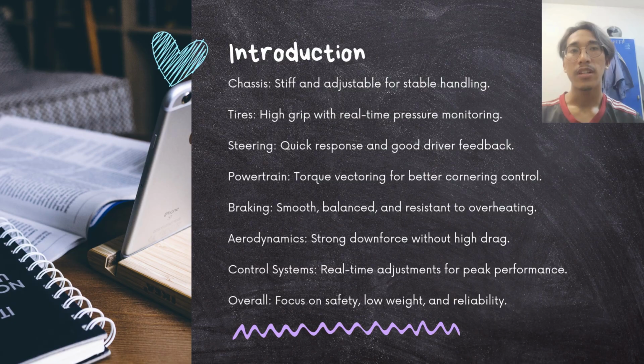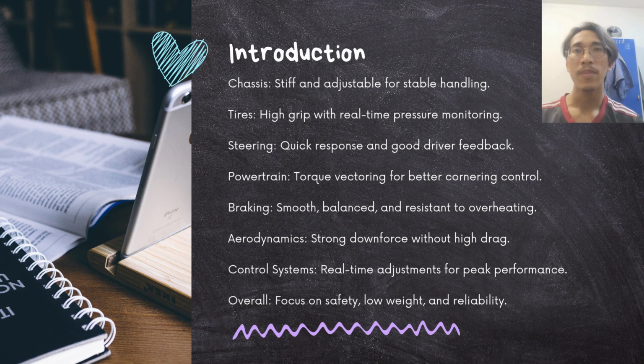For better cornering in our EV racing car, we need all systems to work together. The chassis must be stiff but adjustable, so the car stays stable through turns. We need high grip tires and real-time pressure monitoring to keep traction strong. Steering must be sharp and give the driver good feedback.